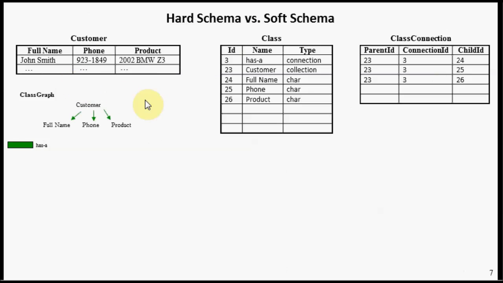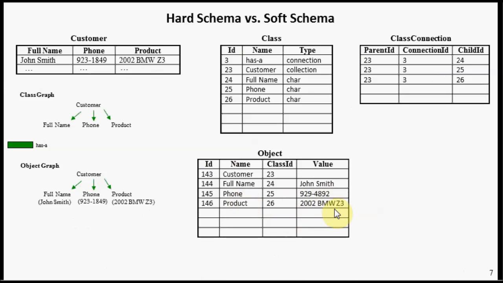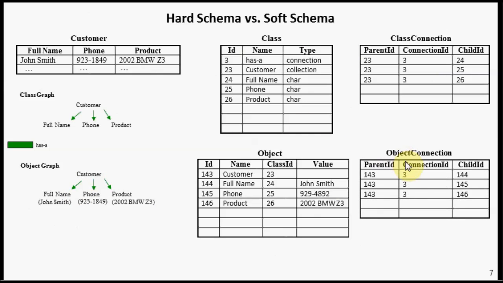Let's look at the equivalent object graph here representing the actual data in the table. So we have a customer record here which has 3 fields, full name, phone, and product. And now we see the values filled in for these particular graph nodes here. So let's look at the soft schema tables associated with the object graph. We have an object table here with the name-value pairs that you see reflecting this graph, and an object connection table here representing these connections.